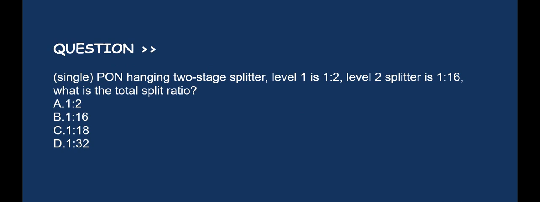Our next question is, PON hanging two-stage splitter, level 1 is 1:2, level 2 splitter is 1:16. What is the total split ratio? The options are option A, 1:2, option B, 1:16, option C, 1:18, option D, 1:32. The correct answer is option D.